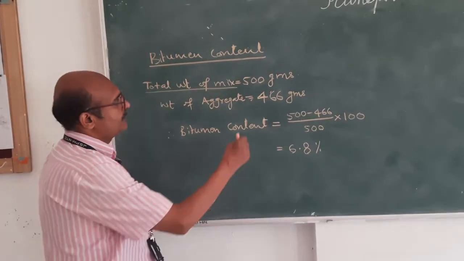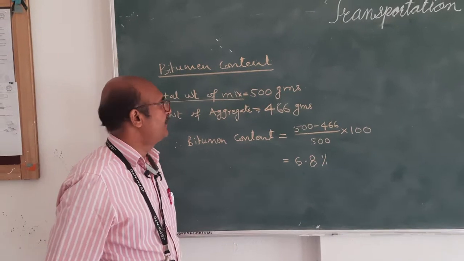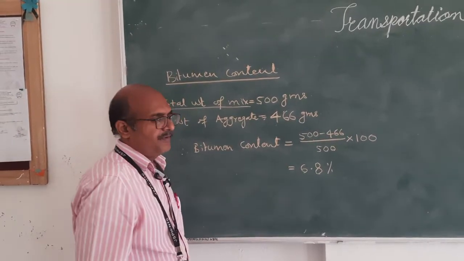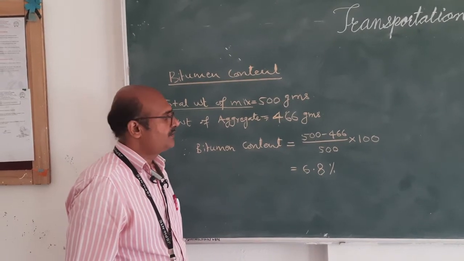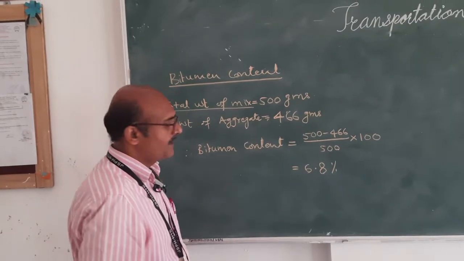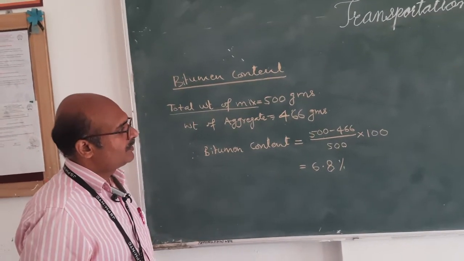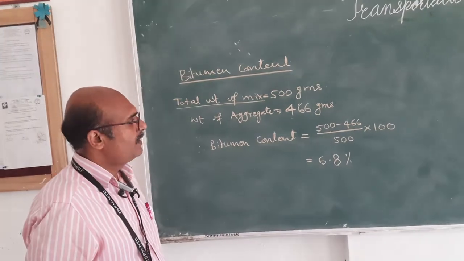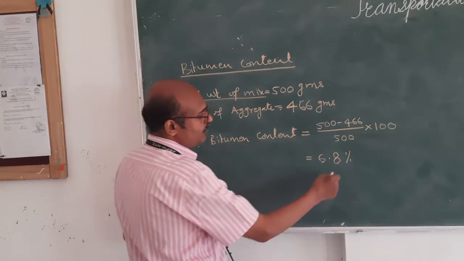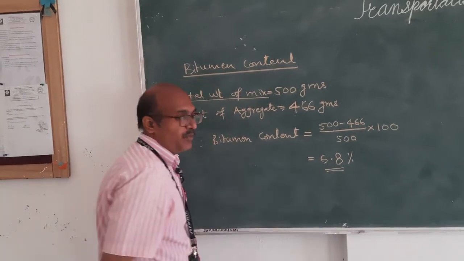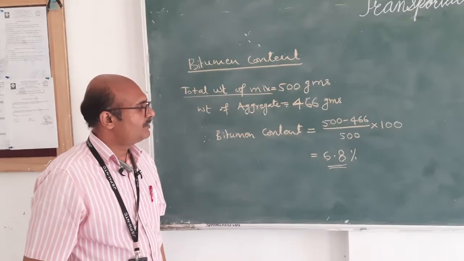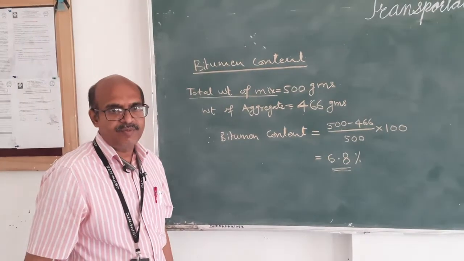The total mix weight W1 was 500 grams, and W2, the weight of the aggregate, is 466 grams. We have to find out the bitumen content in percentage. So we have W1 minus W2 divided by W1, multiplied by 100. This will give us the bitumen content. We are getting the bitumen content as 6.8% here. So we can conclude that the bitumen content of the given sample is 6.8%.